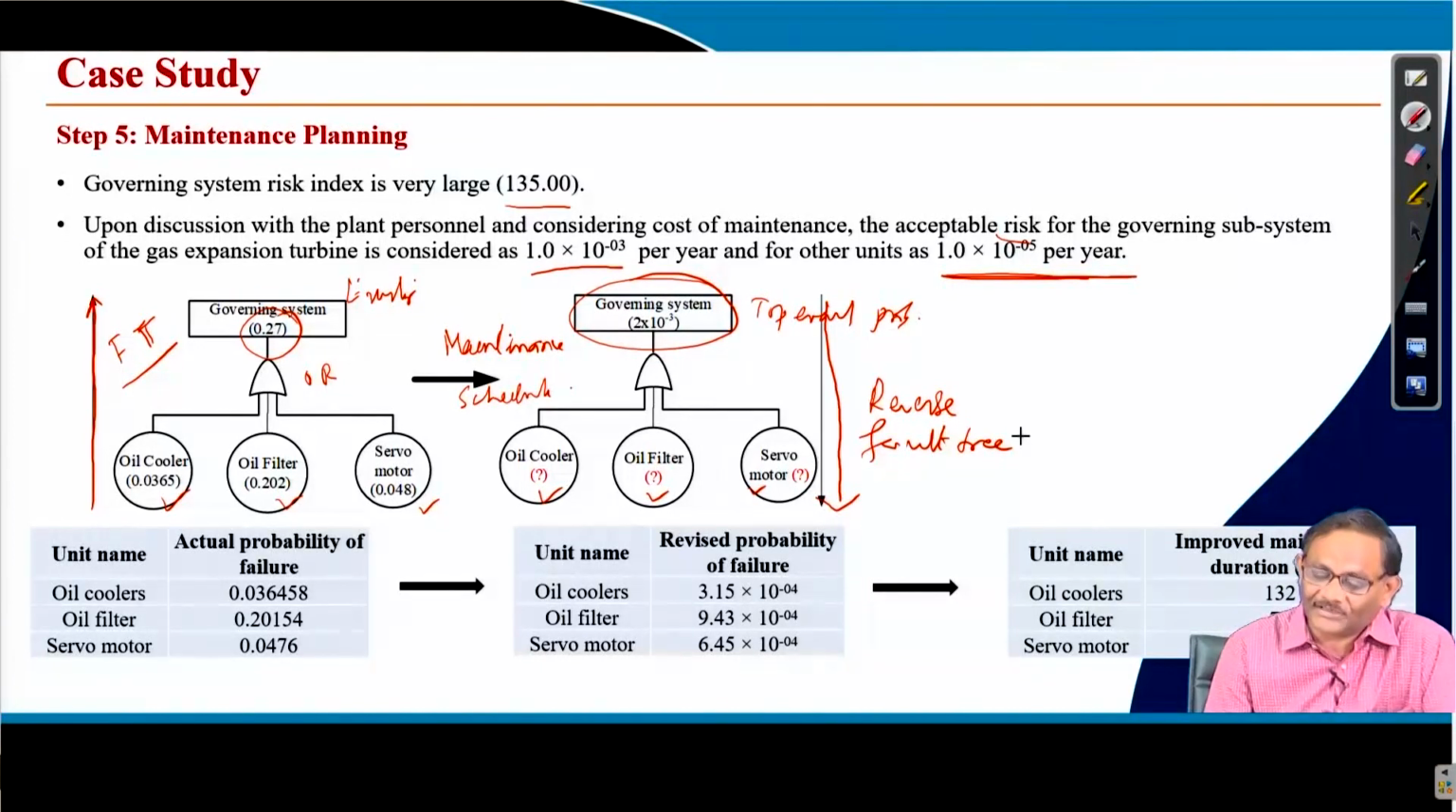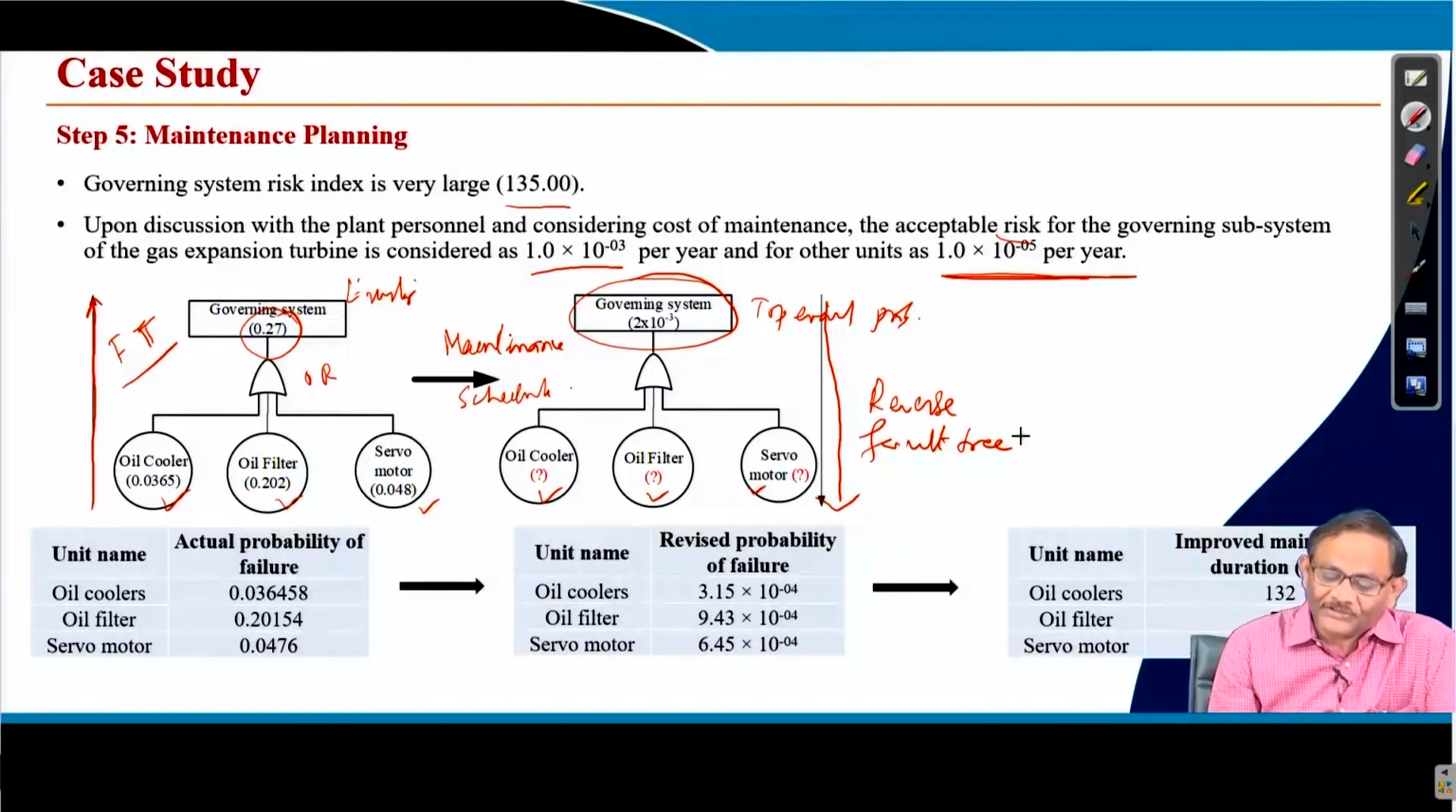What is reverse fault tree? That means I know the top event probability and the fault tree construction I have made. Now from the top event probability, how can we get the basic event probabilities? It's easy to tell but difficult to do. So maybe we can do iterative simulations, and that we can do.